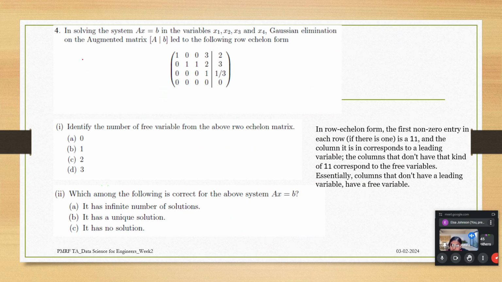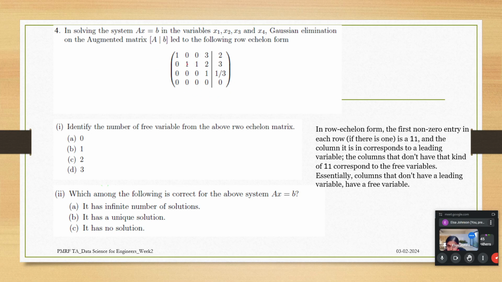So the next question: in solving the system Ax = b in the variables x1, x2, x3, x4 by the Gaussian elimination method, the augmented matrix [A | b] led to the following row echelon form. This one is the row echelon form obtained.